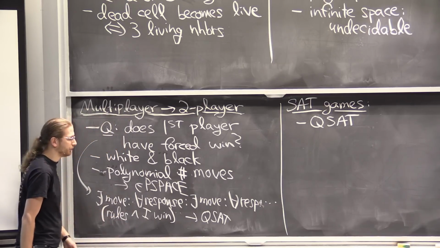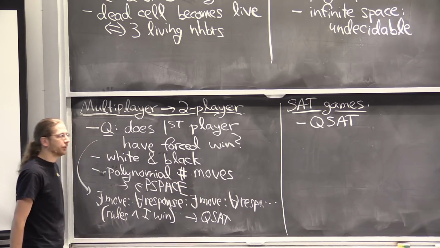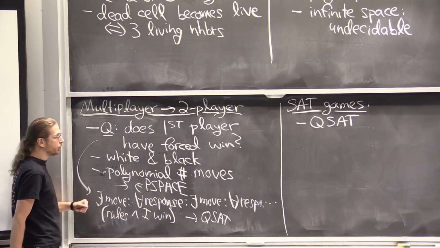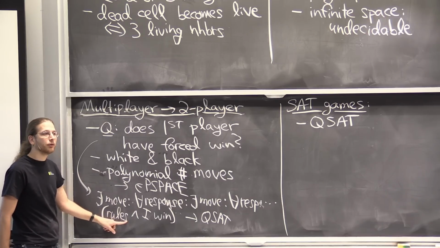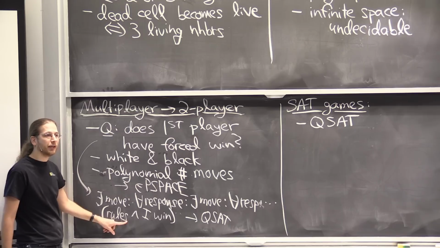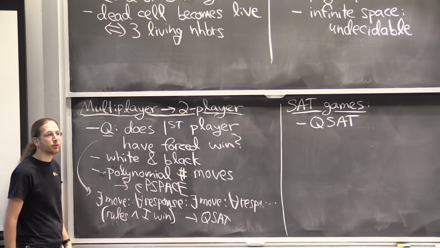Because play alternates, you are following exactly an alternating quantifier kind of thing. The goal of player 1 is to satisfy this formula. The goal of player 2 is to have it not satisfied in the end. And so player 1 will win if and only if this formula is true.